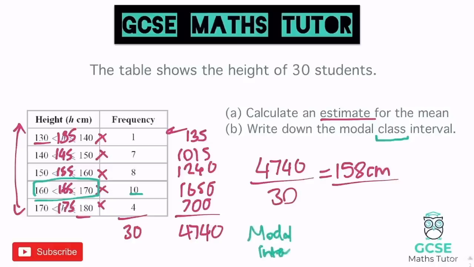is that exact thing there, and I just write it down word for word, 160 to, what was in the middle, h in this instance, to 170. And that would be my modal class interval just there.